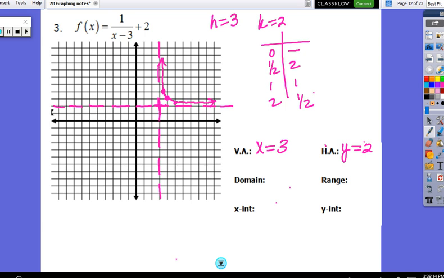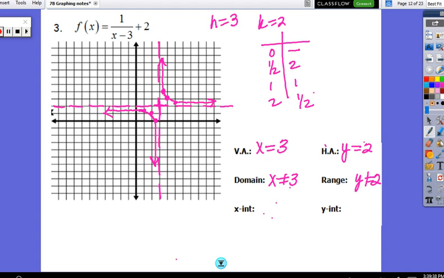I'm going to rotate 180 degrees and do the opposite. So left a half, down 2, left 1, down 1, left 2, down a half. Alright, so my domain is all reals but 3. My range is all reals but 2.